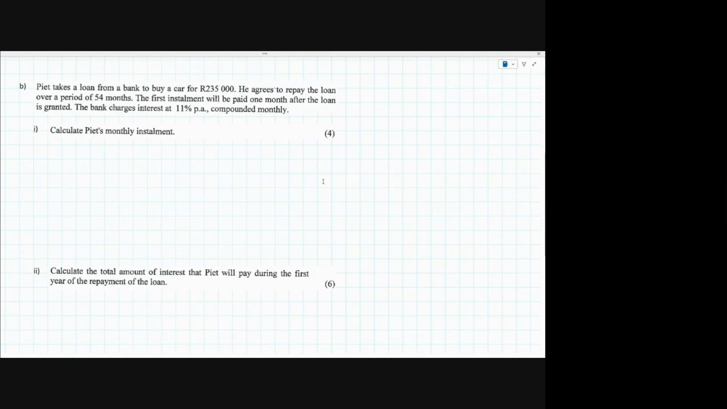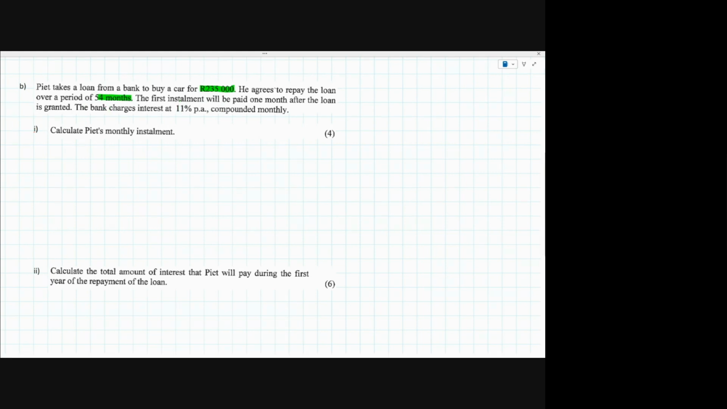So remember, 1 month after the loan is granted, that is normal for when you first start making your repayments. So there's nothing weird there. We're happy with everything we've been given. Right, again, we go back to our question and now we start to read it more critically. Grab a highlighter, grab a pen, grab whatever you want, and we go through this again, like I say, more critically. So the loan amount, the amount that he loans is the 235,000 Rand. The period of my loan, 54 months. The first installment is paid 1 month after, so it's a normal loan situation.